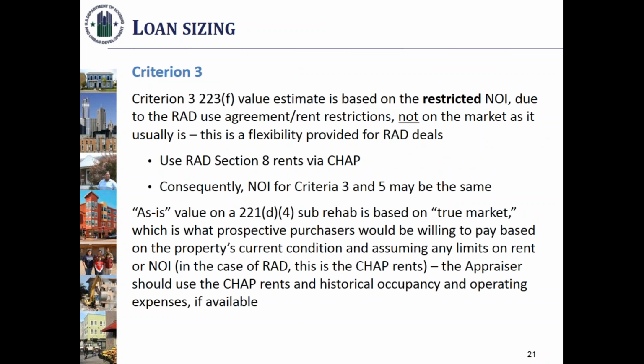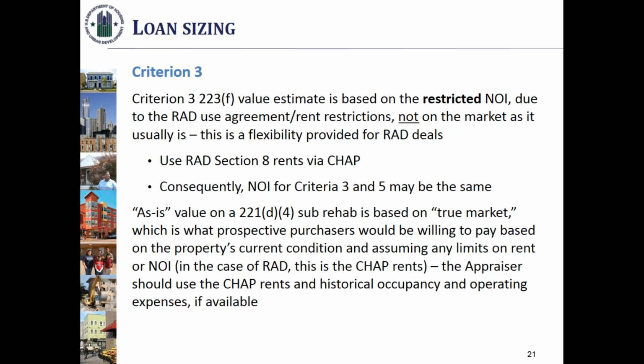So we're going to talk about loan sizing, and then we'll kind of back into rents and expenses. But loan sizing for RAD FHA deals. For a 223F, the Criterion 3 value estimate under RAD is based on the restricted NOI due to the existence of this RAD use agreement and the rent restrictions. It's not based on market as it usually is on a 223F. So this is the flexibility that was provided for RAD deals. This is one of the biggest changes. We should be using the RAD Section 8 rents via the CHAP for the Criterion 3 value, and consequently NOI for Criteria 3 and 5 could actually be the same or similar.